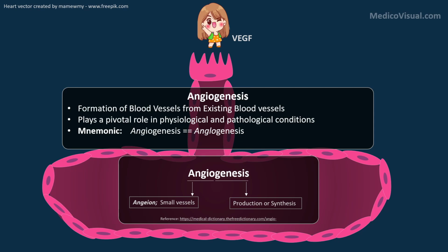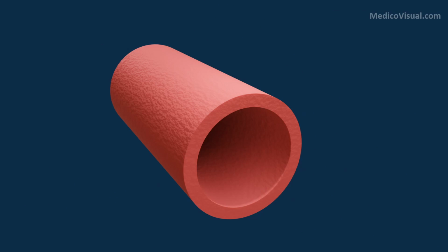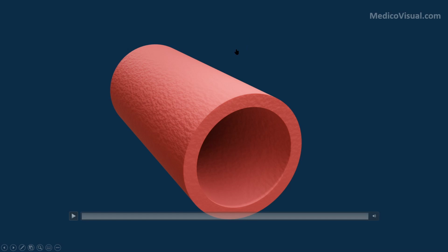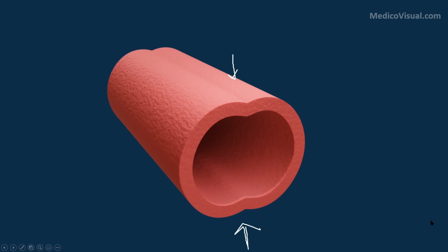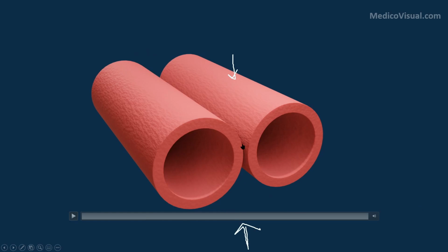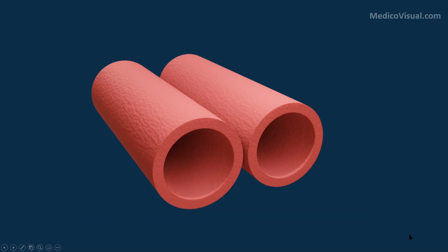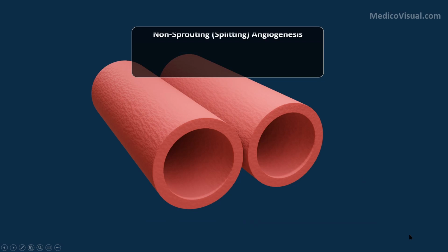So as I have told you, this is sprouting angiogenesis, then what about non-sprouting angiogenesis? Well, it's a simple process. So here is a single blood vessel. Now what happens to this blood vessel is that it will split into two. So here a sort of pillar forms, and then it is converted into two blood vessels. So this process is called non-sprouting angiogenesis.